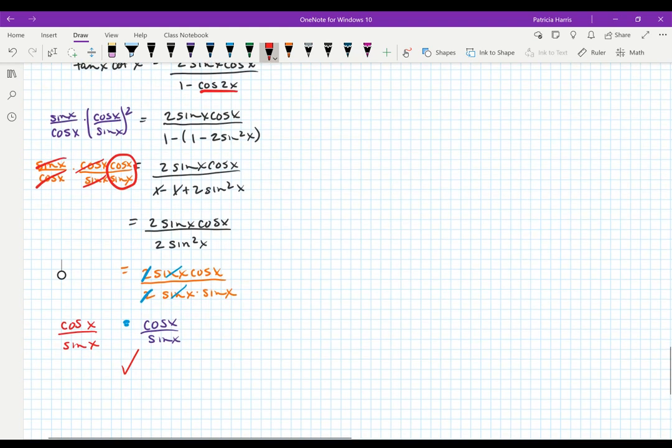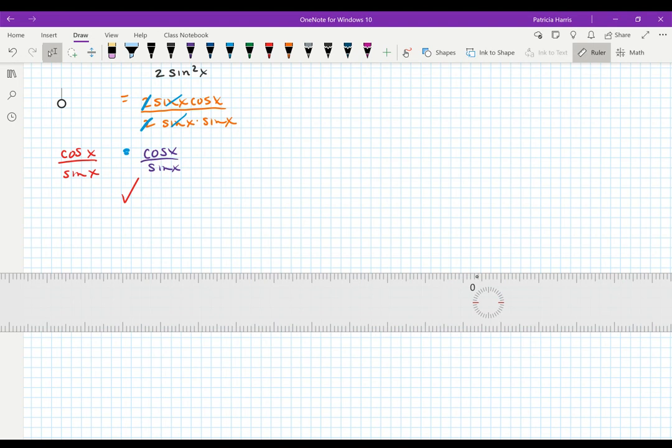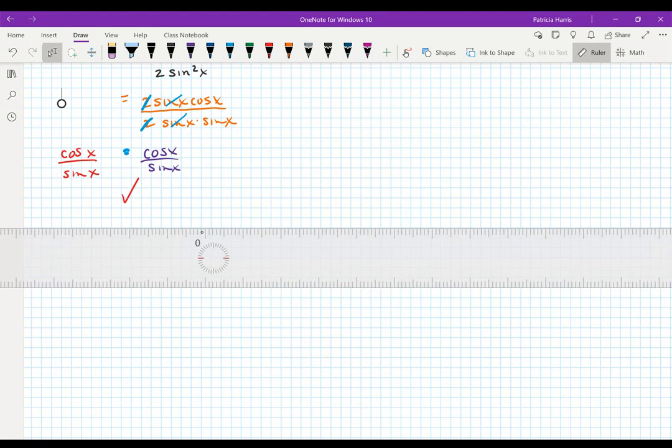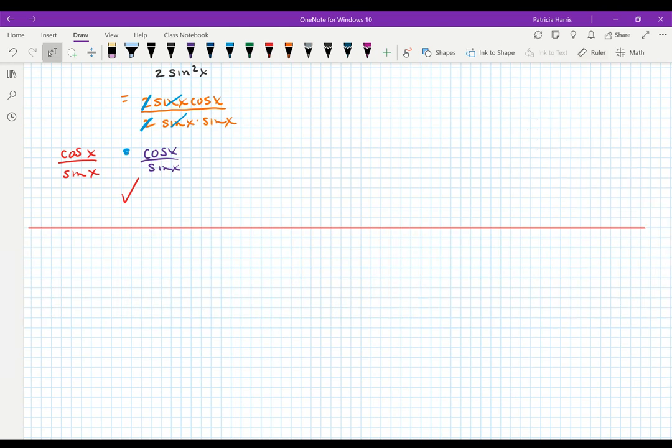Okay? All right. Now, identities are kind of fun because it's kind of like solving a puzzle and you're trying to find different parts and how to fit them together. So I particularly enjoy them. You guys might disagree with me. Okay, let's try another one.